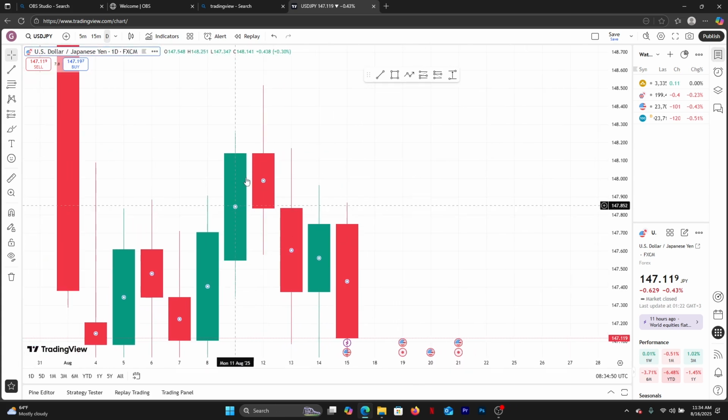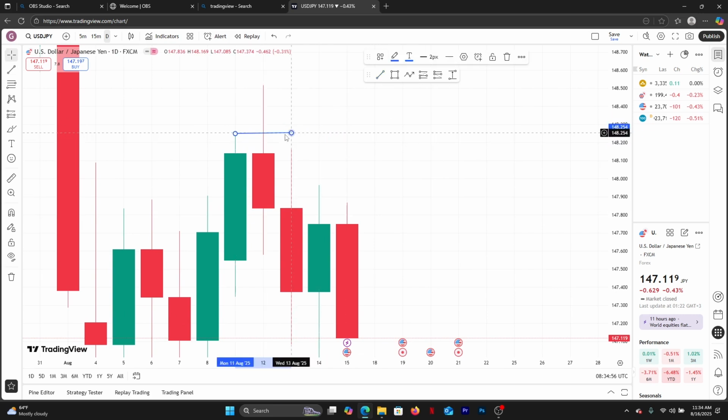So this bullish candle will give us the CRT high and CRT low. CRT high, and we have the CRT low.